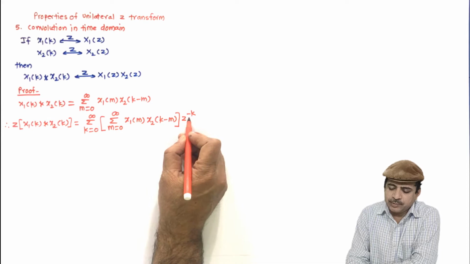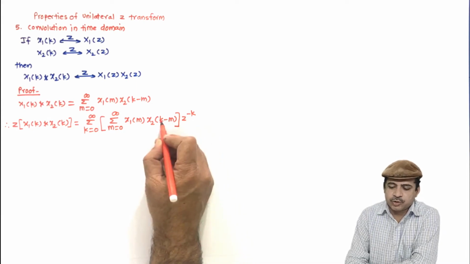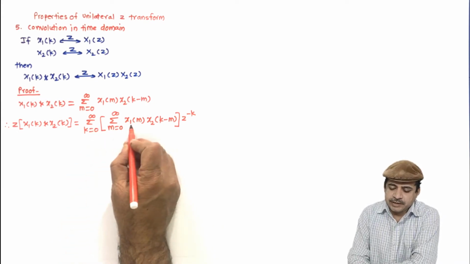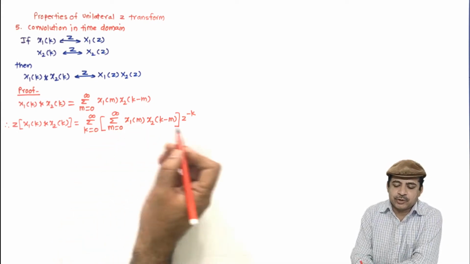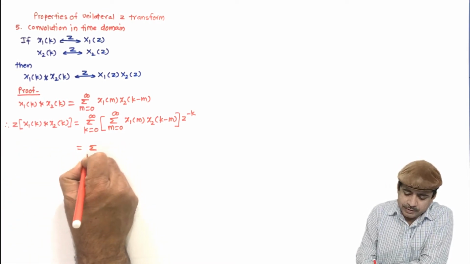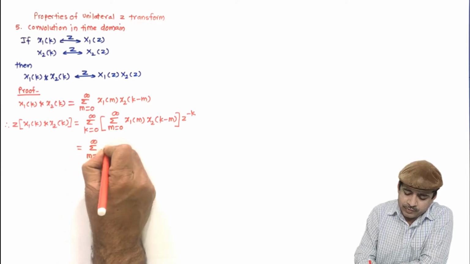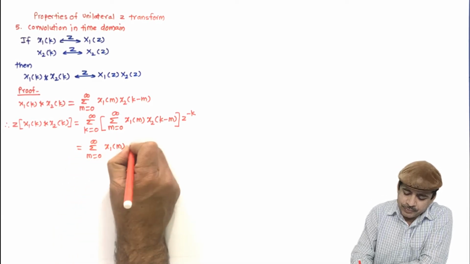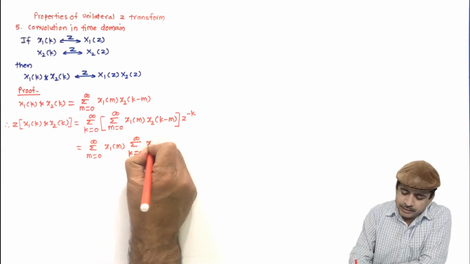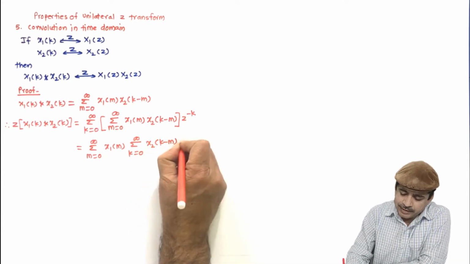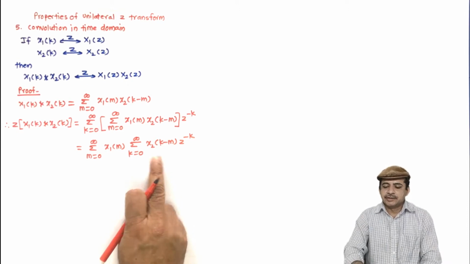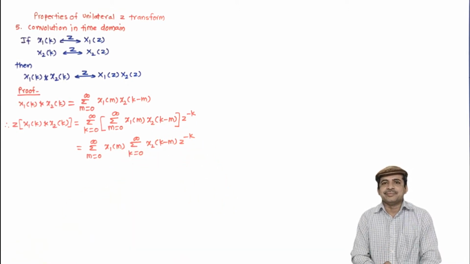Now this variable consists of the k, this also consists of k, so they must be there in the series of k. But this x1 of m has nothing to do with series of k, so I can take it out and I can change the order of summation. So it will be summation m equal to 0 to infinity x1 of m into summation k equal to 0 to infinity x2 of k minus m z raised to minus k. Now what is this? This is the Z transform of x2 of k minus m.